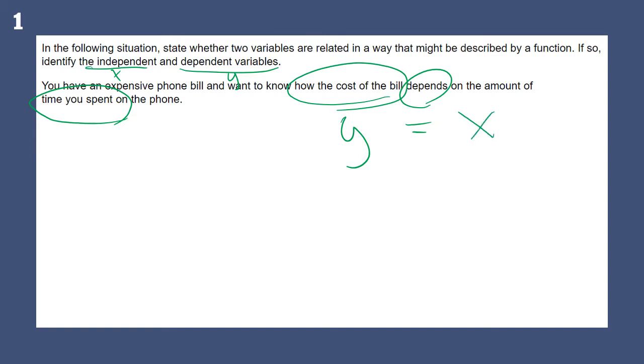So in that way, it's actually telling us the dependent variable is what depends. What does it depend on? It depends on the independent variable. So this would be a function, and it would depend on the amount of time you spend on the phone. So time on the phone is our independent variable, and the cost is our dependent variable.